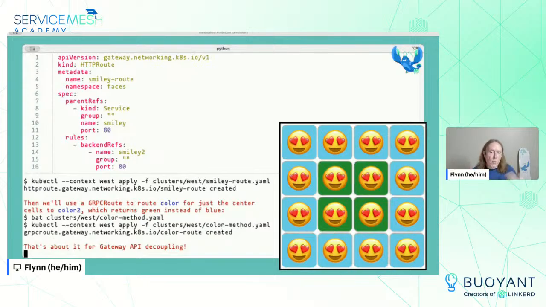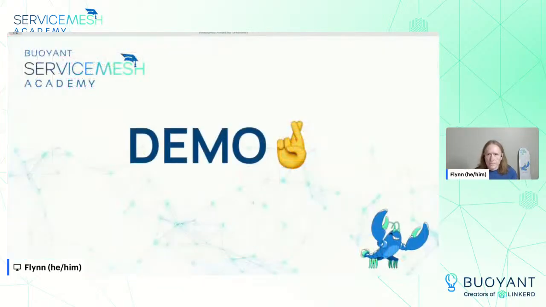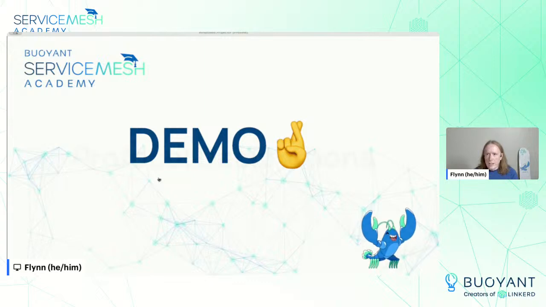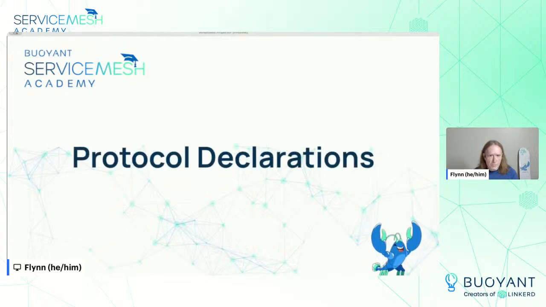Yay! So now we know that Gateway API is working, and we saw that we had to manage the CRDs on our own. And yeah, welcome to Linkerd 2.18. That's about it for Gateway API decoupling. We could show upgrading the Gateway API CRDs or using it with shared tools, and we don't really have time to do those things. So back to our presentation. Protocol declarations.